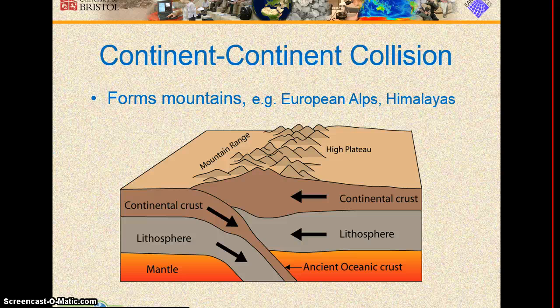All right, so look at our first one here. If we go continent to continent, if we get a collision between two continental plates, it actually will form mountains. An example is the Himalayan mountains. Go ahead and write this.